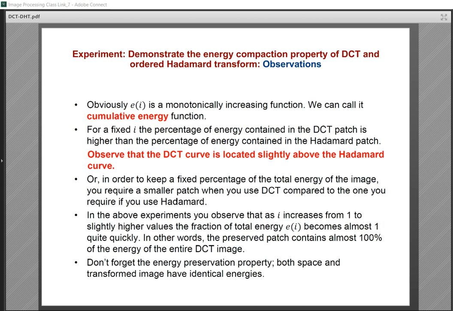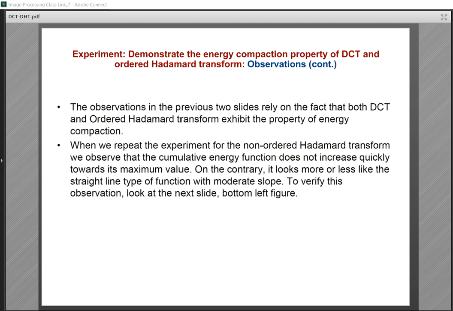Don't forget the energy preservation property: both space and transform space have identical energies. This is the Parseval theorem. The energy in, for example, the X or Y domain is the energy in the U or V domain. This is the Parseval energy theorem. That's right. Go to the next slide.